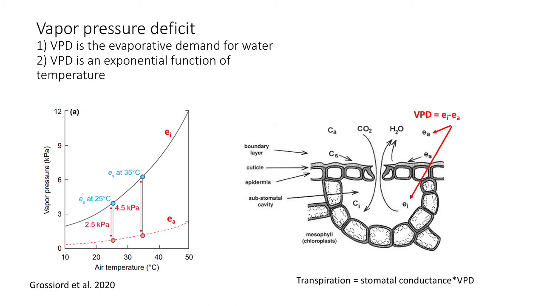Now, vapor pressure deficit, let's remind ourselves, is the evaporative demand for water, and as shown in the left-hand figure, it is an exponential function of temperature. As temperature rises, the vapor pressure inside the leaf, denoted as EI, and the vapor pressure outside the leaf, denoted as EA, both rise. However, it rises much more dramatically inside the leaf. This results in an increase in VPD, the difference in water vapor pressure between the inside and the outside of the leaf, which causes an increase in transpiration according to Fick's law, unless, as I mentioned before, stomata close, in which case transpiration can be minimized. However, CO2 uptake is also minimized.